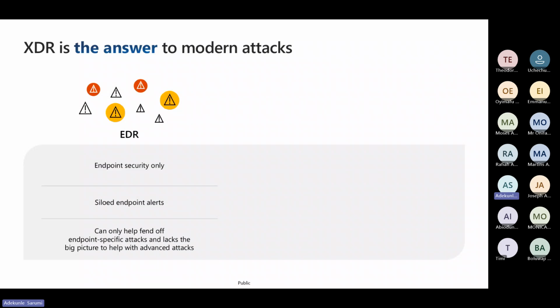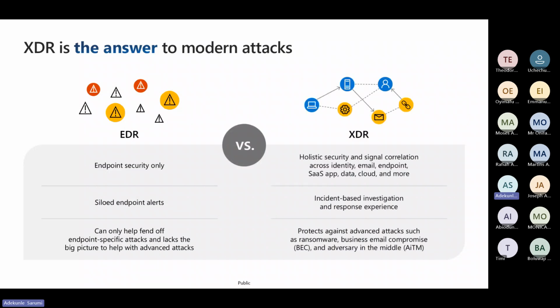So this has been the solution before now, but with the introduction of XDR, it's a holistic security and signal correlation across identity, email, endpoints, software as a service apps, data, cloud, and more. And this is why I said this is like the perfect solution for Microsoft that actually allows you to protect everything in sight. And when I mean in sight, everything you can see in your estate. So it's not one that says, okay, you're only protecting your endpoint, or you're only protecting your user account, or you're only protecting your cloud applications. It actually allows you to protect everything together, which is why I mentioned just before the call that all those other defenders are actually part of this big picture of the XDR.